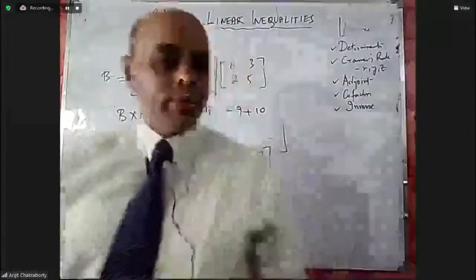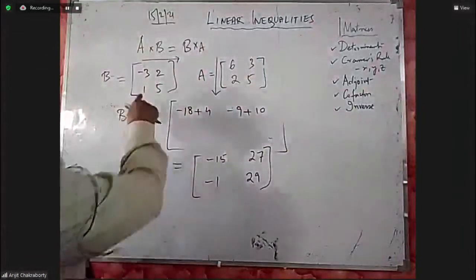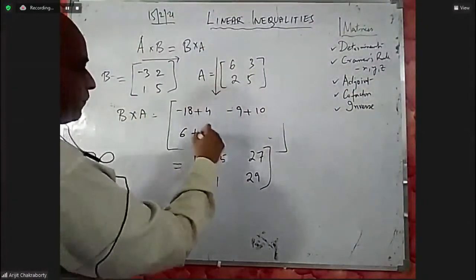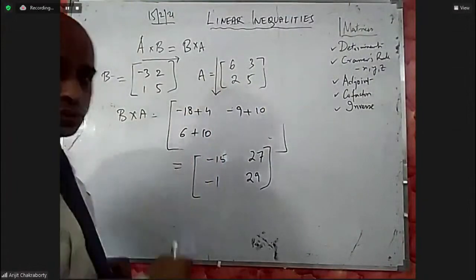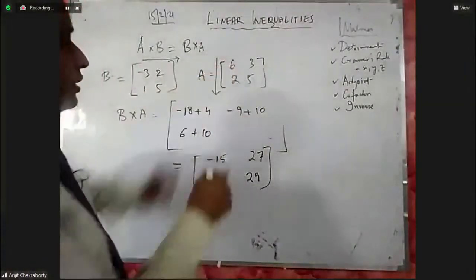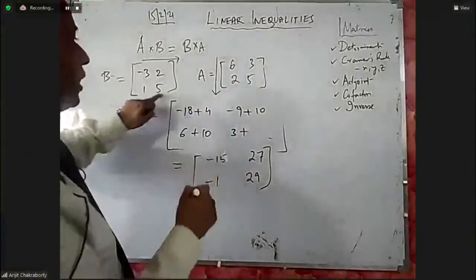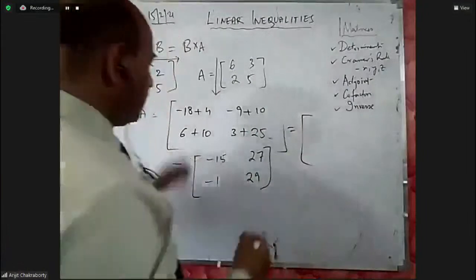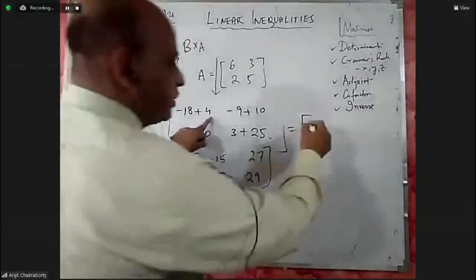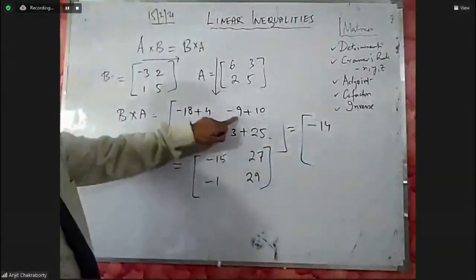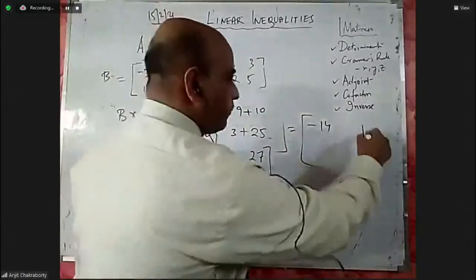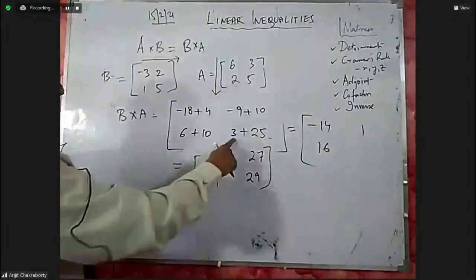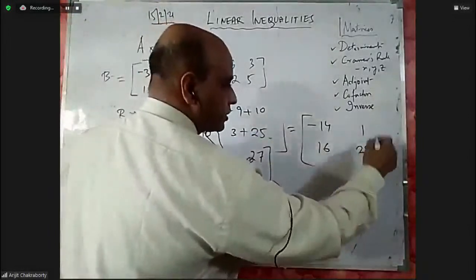Okay, so let me work out row 2 and column 1. 1 into 6 is 6, plus 5 into 2 is 10. And row 2, column 2. So 1 into 3 is 3, plus 5 into 5 is 25. So what do we get? Minus 18 plus 4 gives me minus 14. Minus 9 plus 10 is 1. 6 plus 10 is 16. And 3 plus 25 is 28.